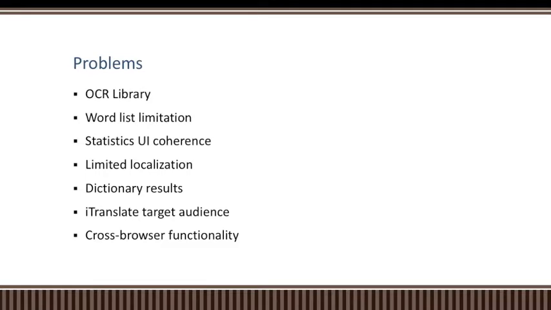So the problems are the OCR library has a 60% success rate. Mainly the fonts have problems. The word list has a limitation. The statistics UI is not coherent. The localization is limited to a subset of languages. The dictionary results are not very good. The iTranslate doesn't hit the target audience. And the cross-browser functionality is very, very poor.